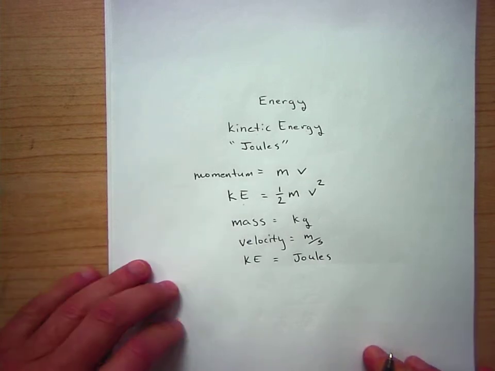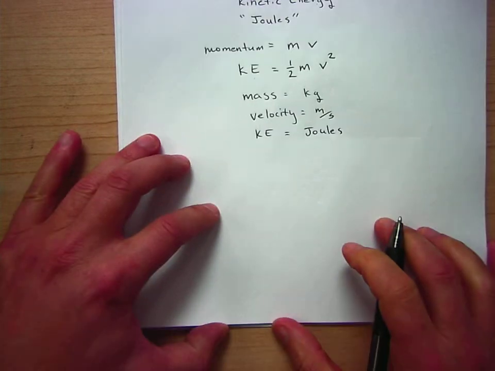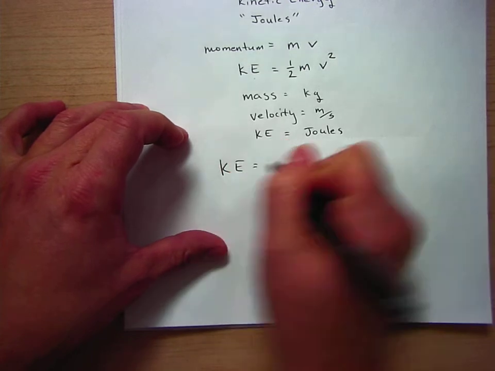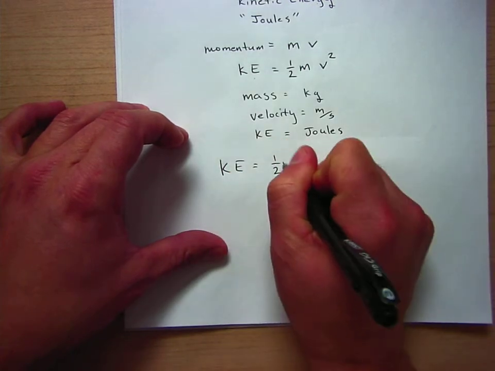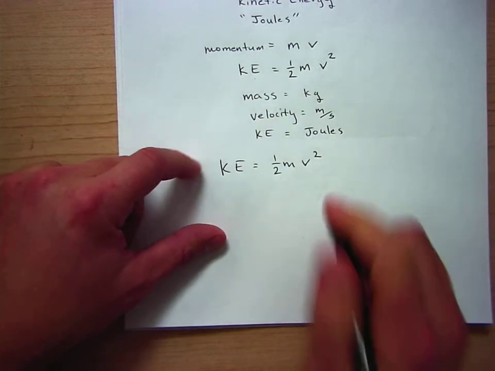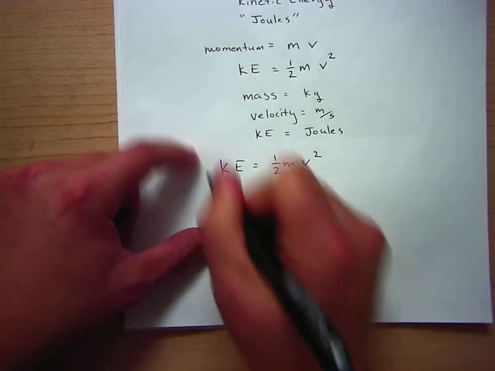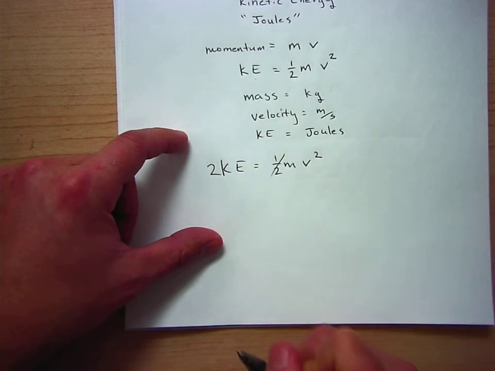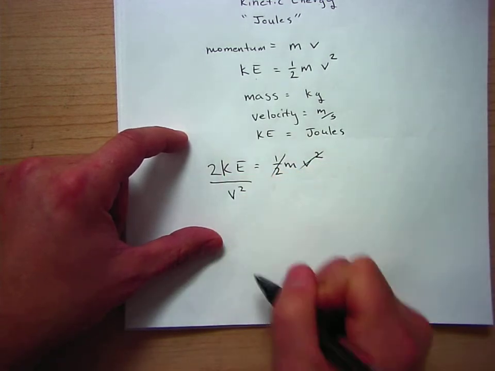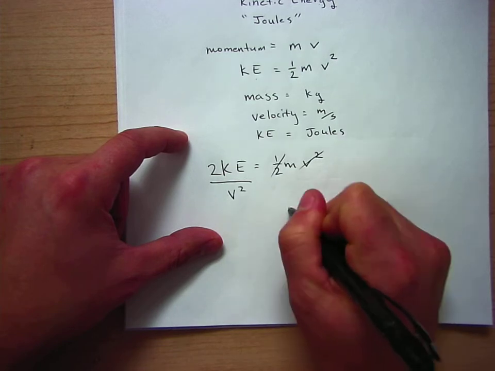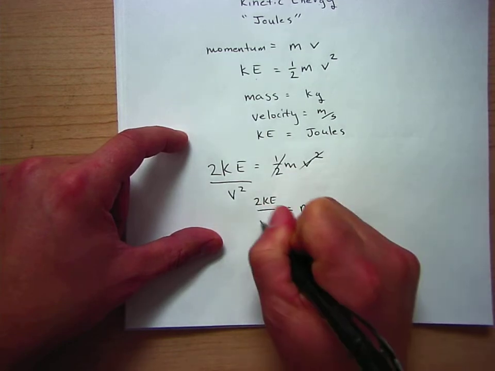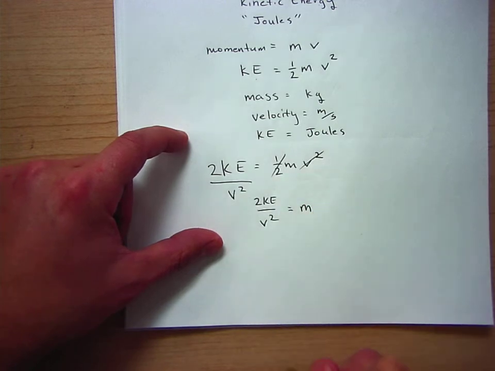The other thing you're going to have to learn to do is rearrange the equation. So taking this equation and say getting m by itself. Well, to get m by itself, you multiply by 2, and then you would divide by v squared. So you would get m is equal to 2 times the kinetic energy over velocity squared.